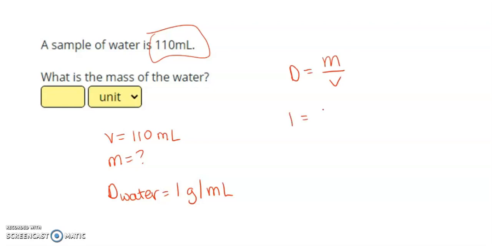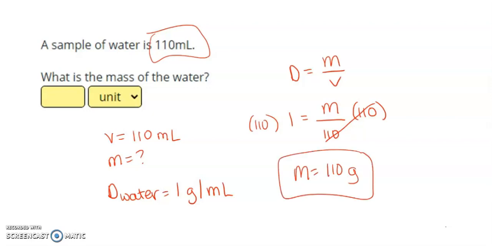1 for density equals M for mass, because we don't know it yet, divided by 110 for volume. You need to get 110 away from that M. Since we're dividing by it, we can multiply by it to cancel it out. Got to multiply by both sides. So 110 times 1 is just 110. So the mass is equal to 110, and the unit for mass is grams.